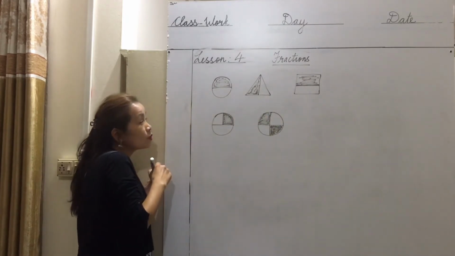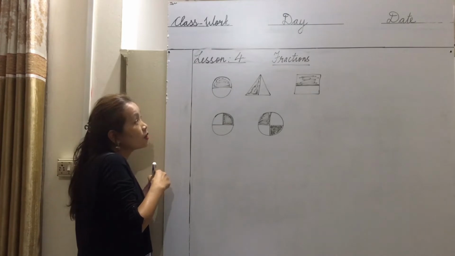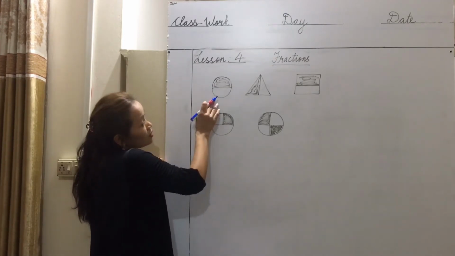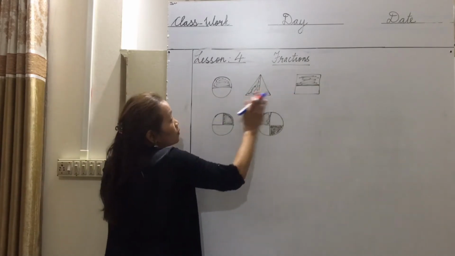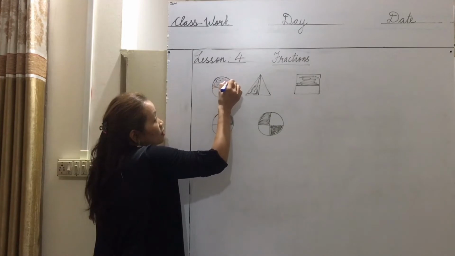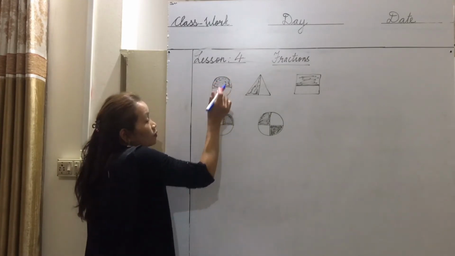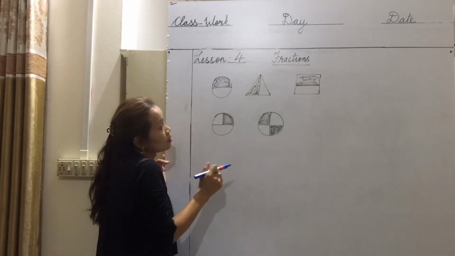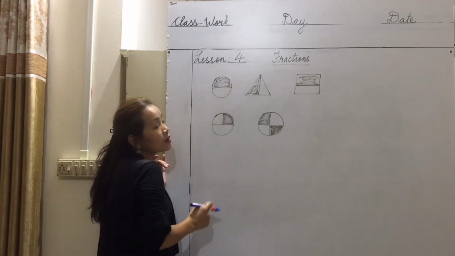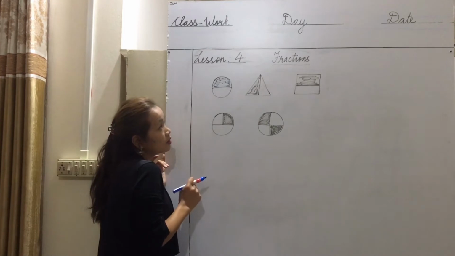If we want to express the shaded portion here, when we look at the first three pictures, we can see that half of their shapes are being shaded here, right?